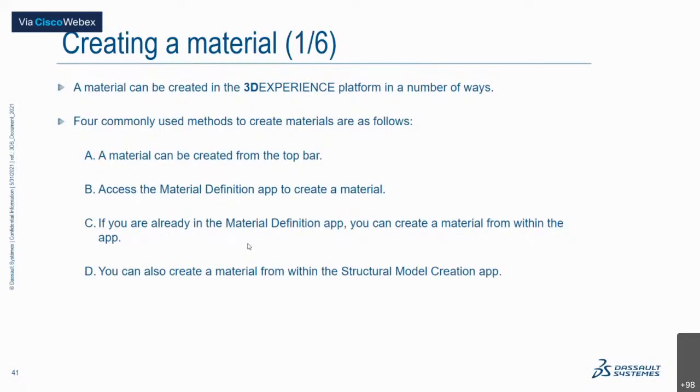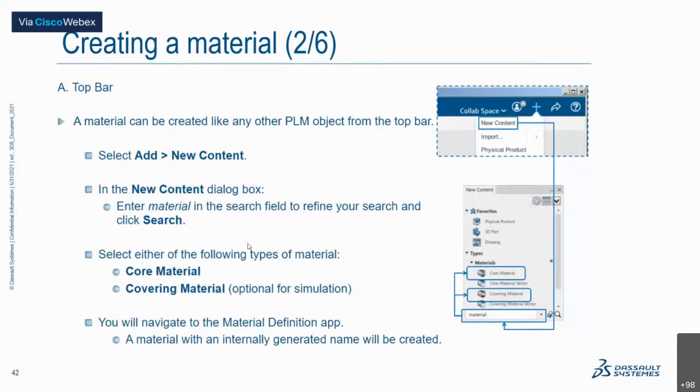Now, how do we create a material on the 3D Experience platform? There are multiple ways to do that. I'll show you the four ways which are mainly followed. Starting with the first one, a material can be created from the top bar itself. As I showed you earlier, click on the plus icon and go to New Content. You'll have to either search for the material option, or it will be shown directly if you have selected it in your favorites. You can select a core material or a covering material. Once you select them, you can directly create a material and assign the domains.